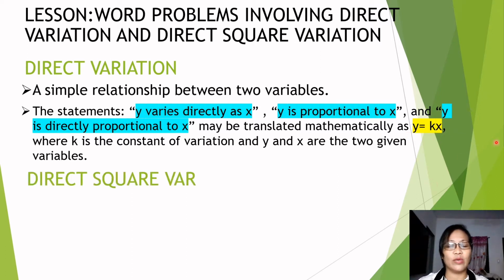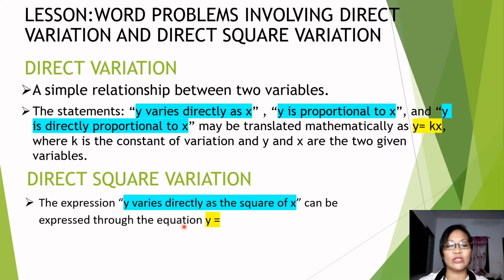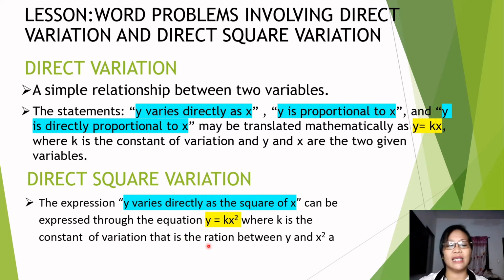Next, direct square variation. The expression y varies directly as the square of x can be expressed through the equation y is equal to kx squared, where k is the constant of variation, that is the ratio between y and x squared, and y is directly proportional to x squared. The equation for direct square variation is y is equal to kx squared.